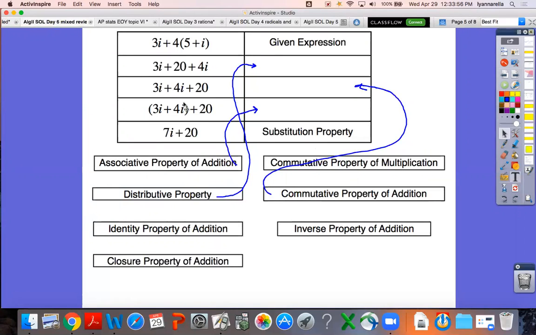And then here I just grouped them where they weren't grouped before. Now they are grouped, so we're going to call that the associative property of addition. And here I replaced 3i plus 4i with 7i, which is its equivalent, so that's the substitution property.